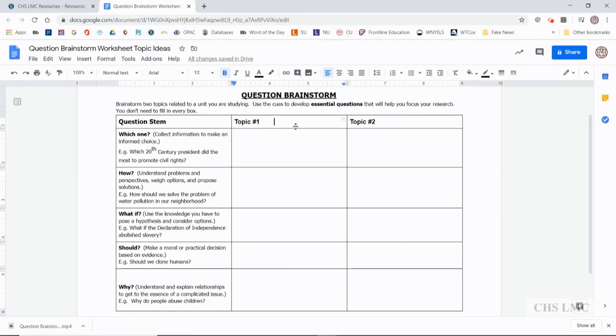So up here in our topic, maybe we are talking about the Civil War. So for which one, an example would be, which Civil War general was the best military strategist? We would go about looking for our answers for that question.